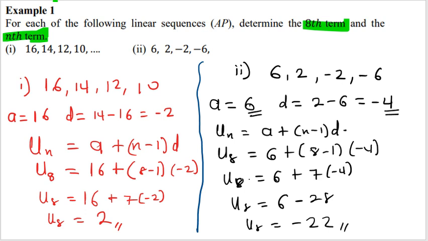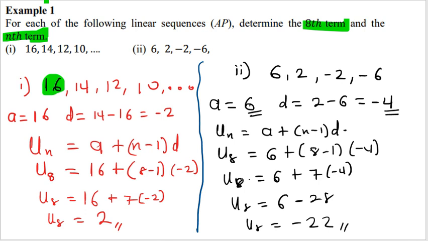So let's start. The sequence is 16, 14, 12, 10. It continues, it goes on and on. Now you can see that our first term is 16. Then let's look at the difference. The difference is taken by this minus this. So 14 minus 16 is negative 2, 12 minus 14 is negative 2, 10 minus 12 is negative 2. So it has a common difference of negative 2.